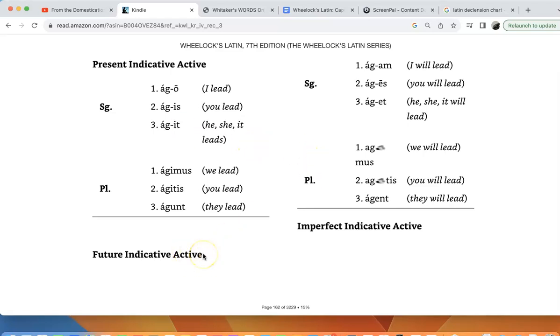For the future indicative active, as your book points out, the first and second conjugation use bo, bis, bit, bimus, bitis, bunt, followed by the endings, whereas here it uses a longer vowel, either a for first person singular or e in the other persons and numbers. So by person, we mean first, second, or third, and then number, we mean singular or plural. But once again, since we don't do a lot of into Latin, we just need to be able to recognize this as indicating the future tense.